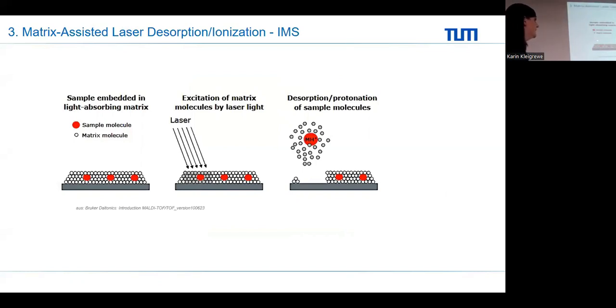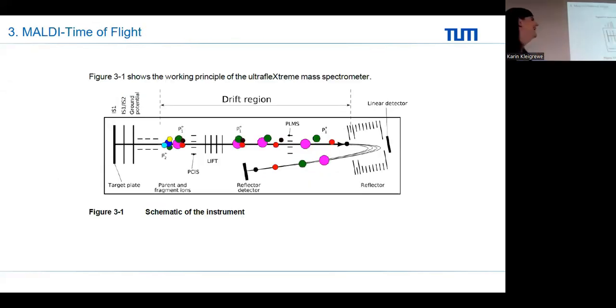You have your sample molecules and the matrix, and basically the laser excites the matrix, and then the desorption and protonation process happens, so that the charge goes from the matrix to your molecule of interest, and we can only detect charged molecules with our mass spectrometers. So sorry. And then our charged molecules go into the TOF, which stands for time of flight.